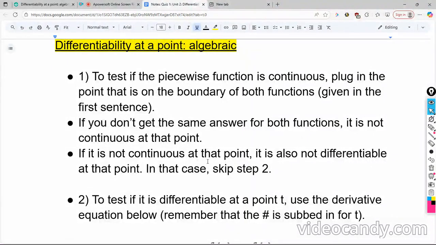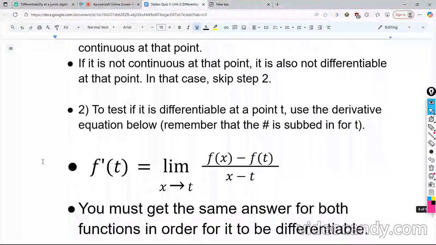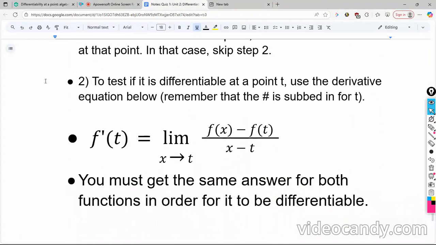If it's not continuous at that point, it is also not differentiable, and in that case, you could skip step 2. So if it's not continuous, it's not going to be differentiable, and you need to get the same answer for both functions in order for it to be continuous. If it is continuous, then you move on to step 2.